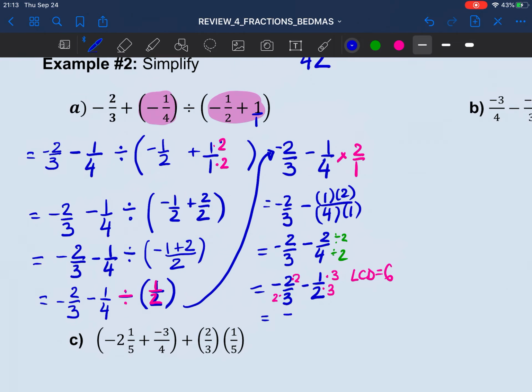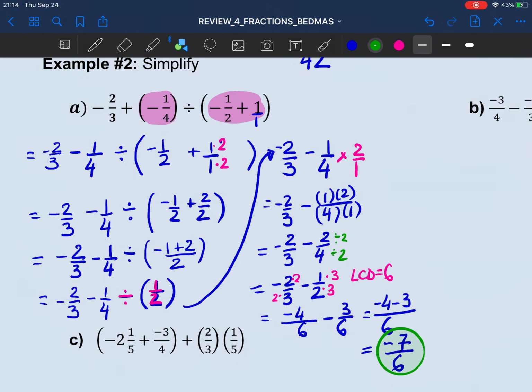So that would be negative 2 times 2, 4. Negative 4 over 6. 1 times 3, 3 over 6. So denominator is the same, 6. Negative 4 minus 3 will be in the numerator. That's negative 7 divided by 6. And this is the final answer. Voila!